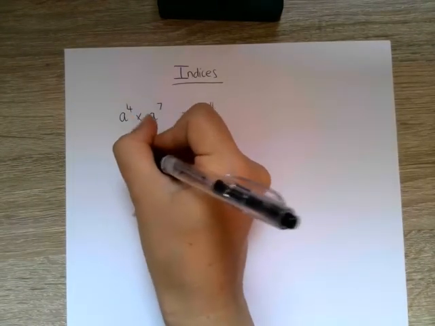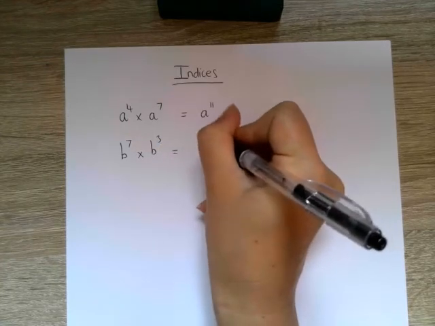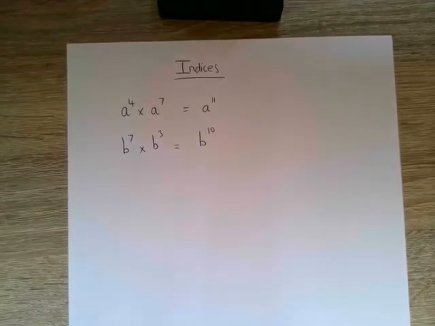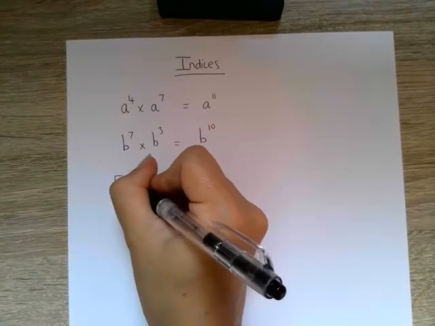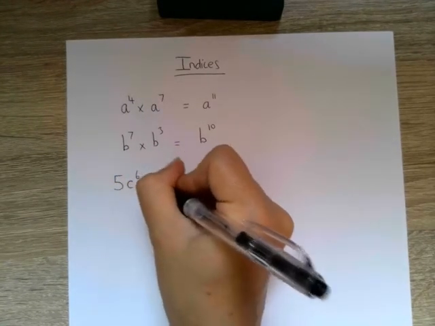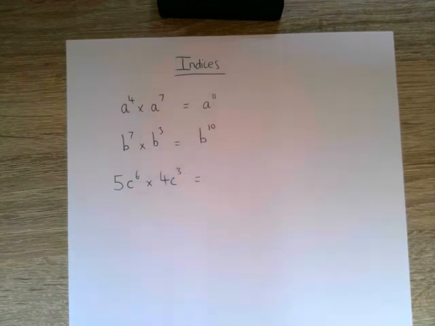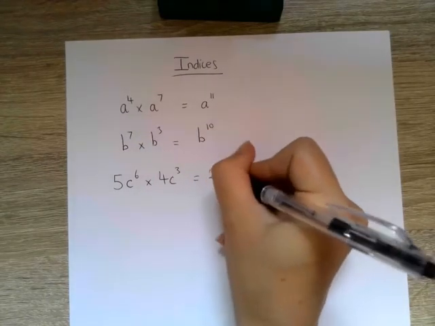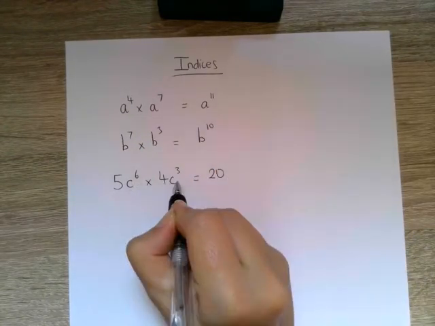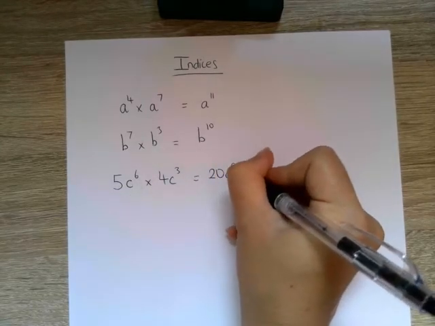Another example, if you had B to the 7 times B to the 3, that would be B to the power of 10. And then sometimes they might bring numbers in front of that, so it might be like 5C to the power of 6 times 4C to the power of 3. If you get something like that, you would do the 5 times 4 is 20. And now again, you're still timesing these together, so therefore we want to add those indices, so it would be 20C to the power of 9.